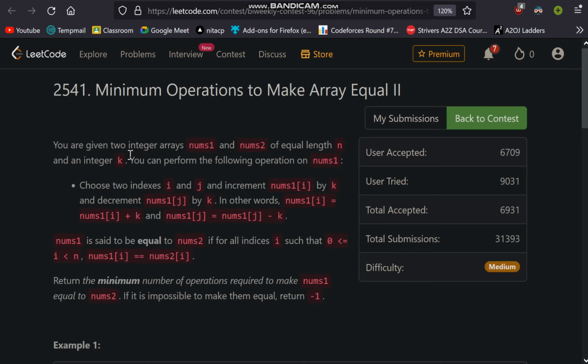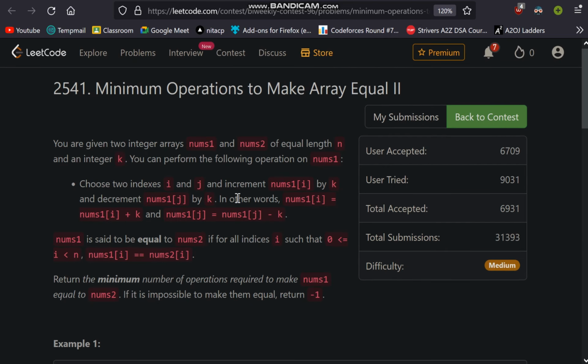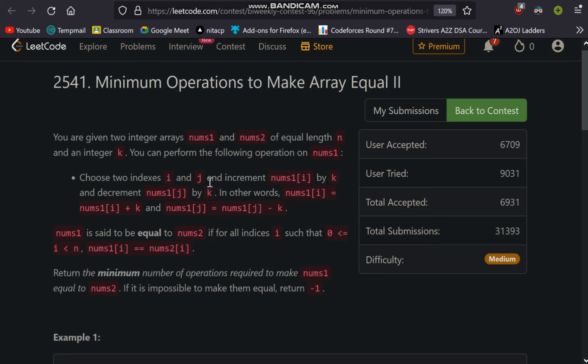It says you are given two integer arrays nums1 and nums2 of equal length n and an integer k. You can perform the following operations on nums1. Means we have two integer arrays and we have to make them equal by performing some operations. We can either increment the value at any index or decrement the value at any index. We have to choose two indexes i and j, increment nums1[i] by k and decrement nums1[j] by k. We can perform only these two operations, and by performing them we have to make the two arrays equal.